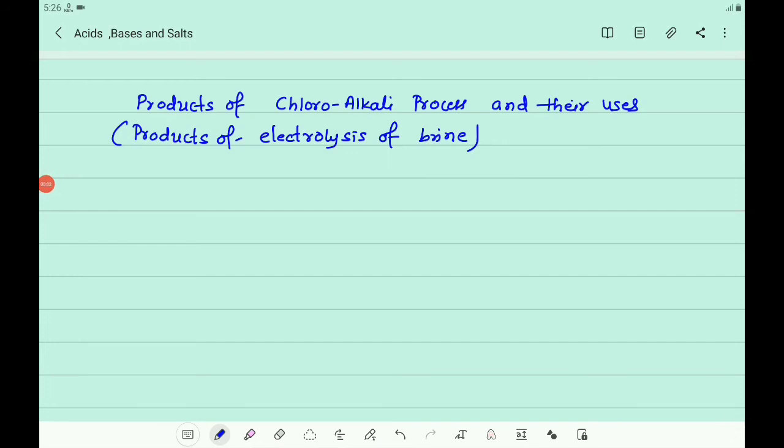Children, which are the three products of chloro-alkali process, or which are the three products of electrolysis of brine? You know that they are chlorine gas, H2 gas, and sodium hydroxide. Which are the three products? So you take that three products of electrolysis of brine, or that also you can take chloro-alkali process.